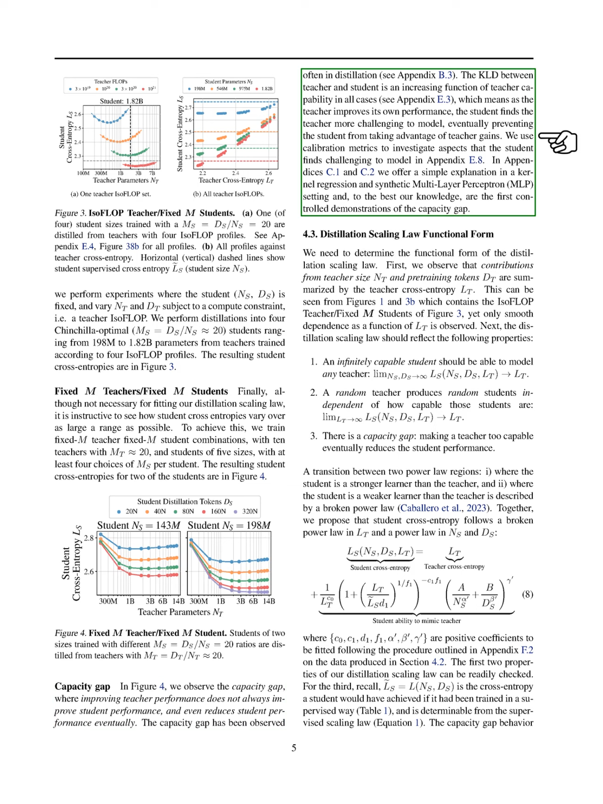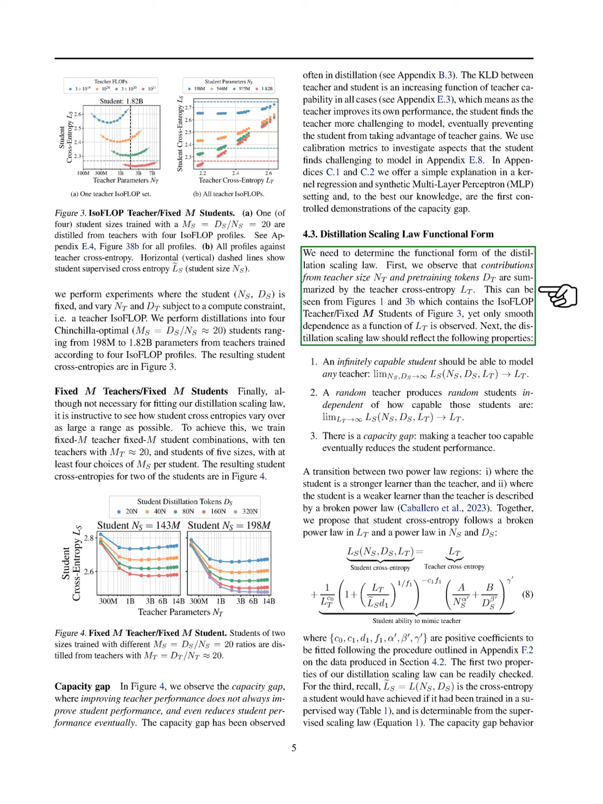We analyze how the student struggles to model the teacher's capabilities and provide explanations through kernel regression and synthetic settings, marking our first controlled demonstrations of this gap. To determine the functional form of the distillation scaling law, we note that the contributions from teacher size and pre-training tokens can be summarized by the teacher's cross-entropy. We propose that the student cross-entropy follows a broken power law in relation to the teacher's cross-entropy and a power law concerning the student parameters.